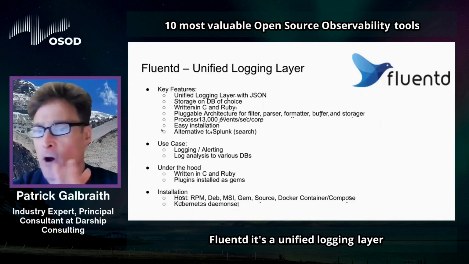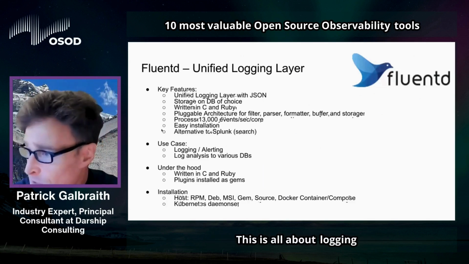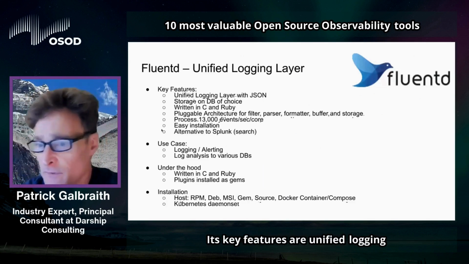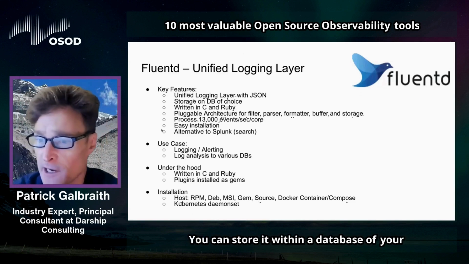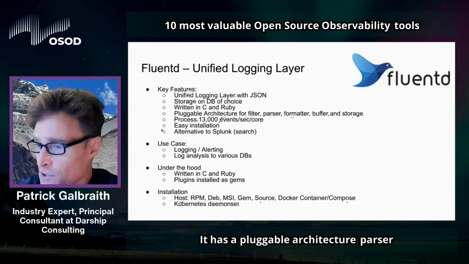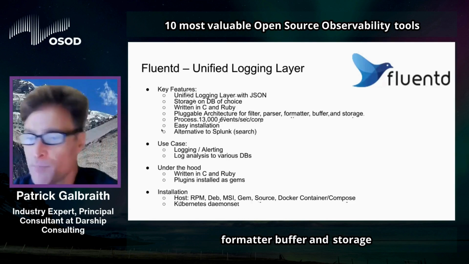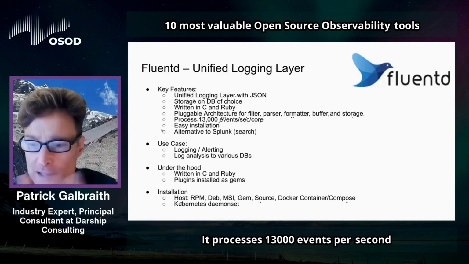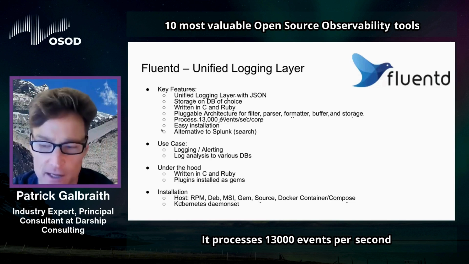Fluentd, it's a unified logging layer, and this is all about logging. Its key features are unified logging. You can store it within a database of your choice. It's written in C and Ruby, and has a pluggable architecture: parser, formatter, buffer, and storage. It processes 13,000 events per second.